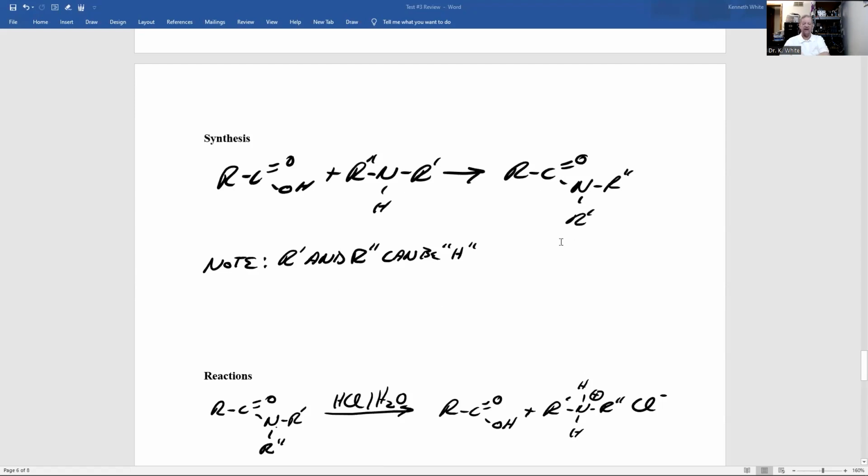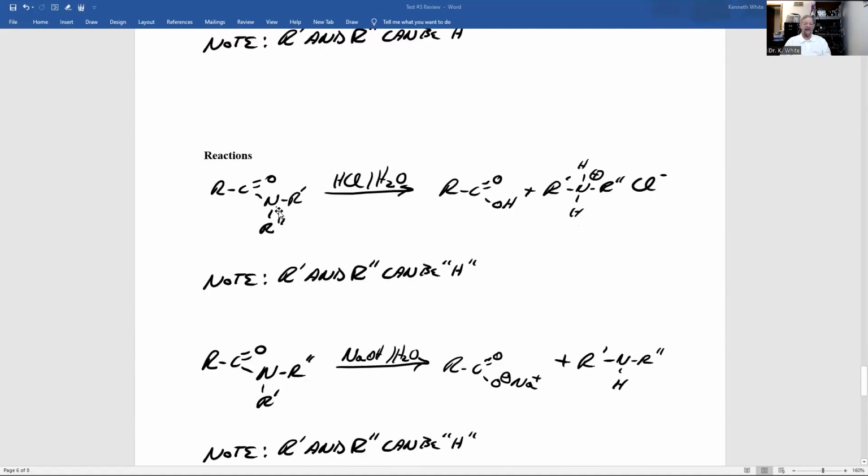Now, like an amine, the nitrogen in an amide always has 3 bonds to it. In amine salts and quaternary ammonium salts, the nitrogen has 4 bonds to it. And this is how we make an amide.